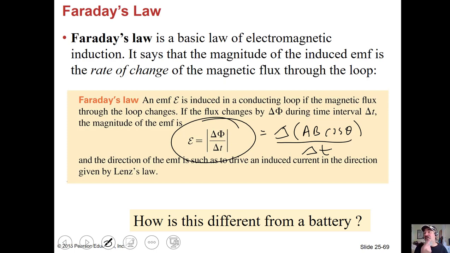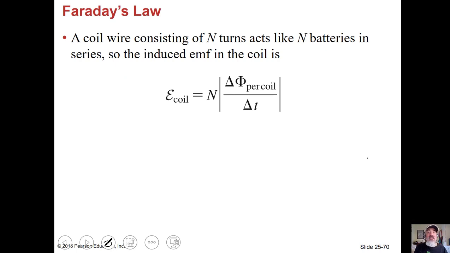around in a circle. How is it different from a battery? Well, a battery doesn't go around in a circle. This EMF is induced in a circle. It's what makes the current flow. So when you see that, it's actually the absolute value, and one of those has to change. Now if you have more than one loop, don't forget to write the N here. They all work together. It's like having N batteries in series.